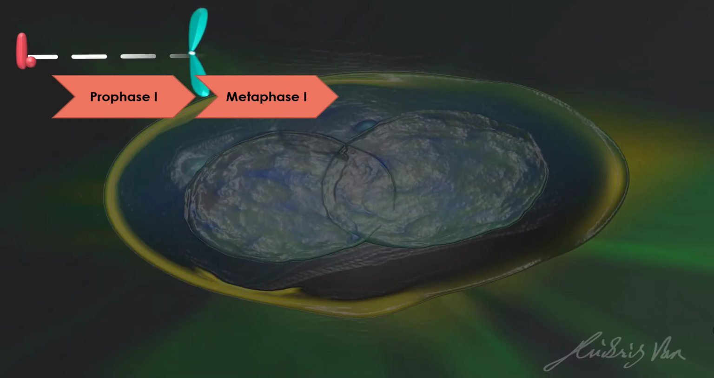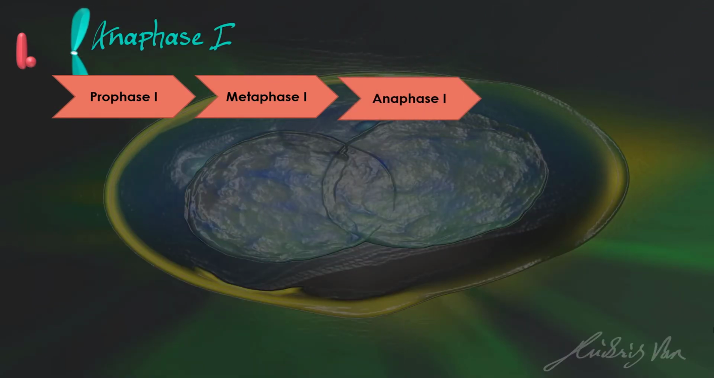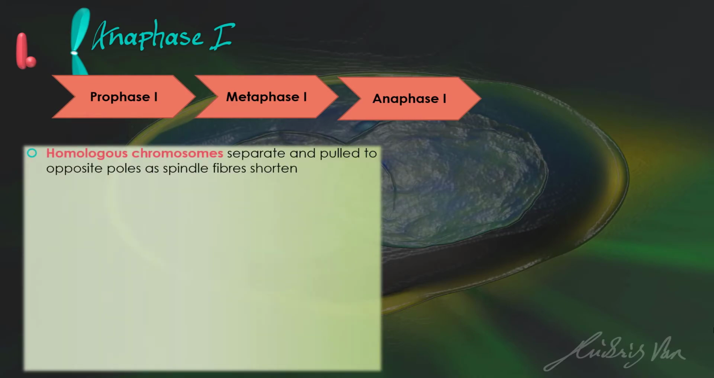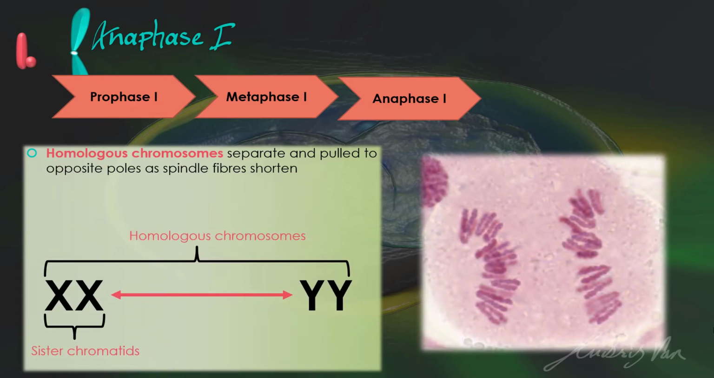After metaphase 1 is anaphase 1. How creative is the name? During anaphase 1 of meiosis, the homologous chromosomes get separated, being put to the opposite ends by the spindle fibers. So the difference from mitosis is that the homologous chromosomes actually get separated, unlike mitosis, whereby the sister chromatids get separated. And this is why we will end up with haploid cells.